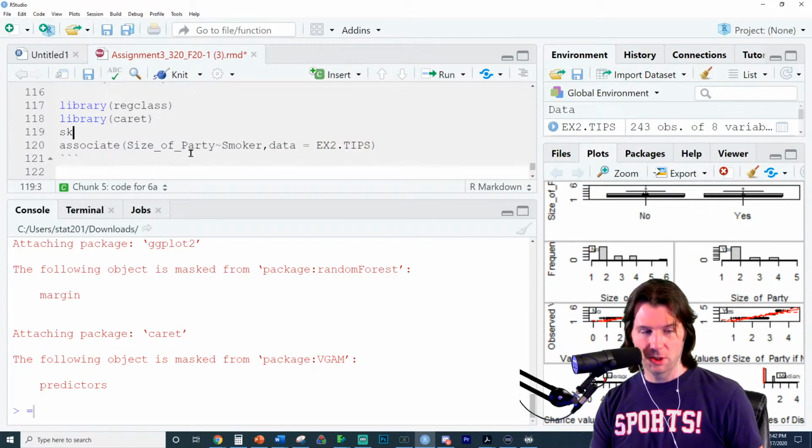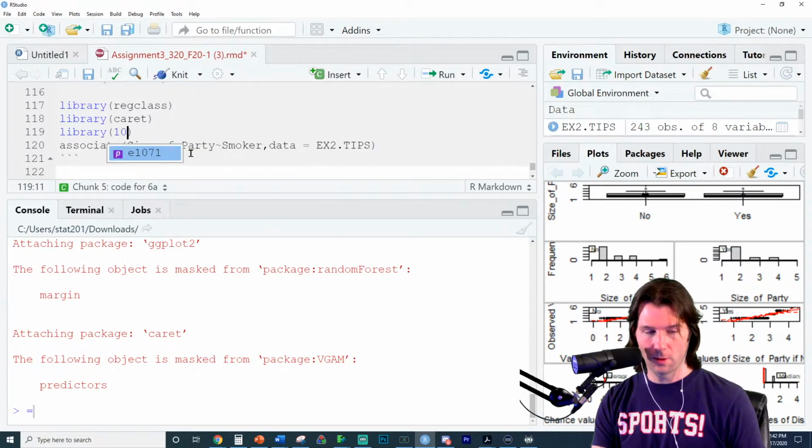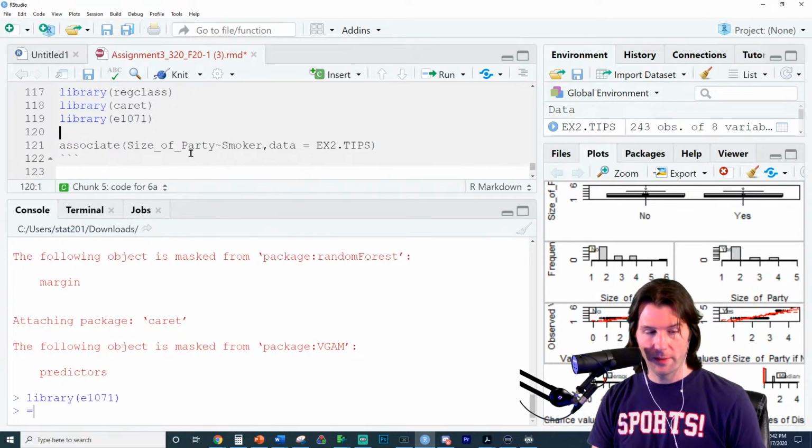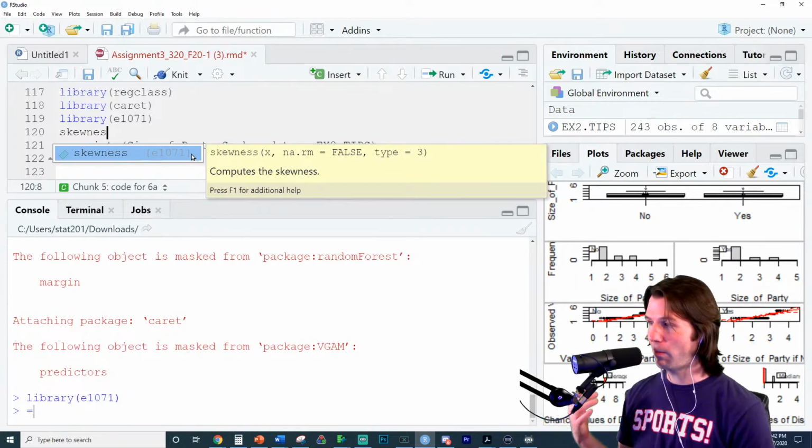There are other things too. If I wanted to check the skewness of something, there's no skewness function until I run library e1071. Then I type skewness, and now I can check the skewness because it's in this package.